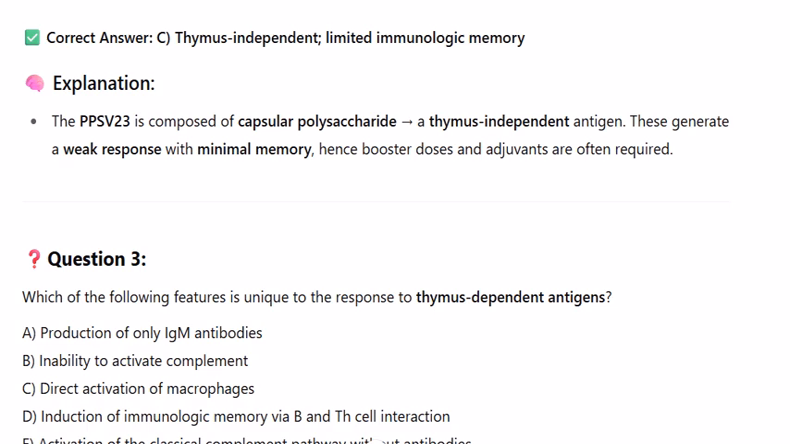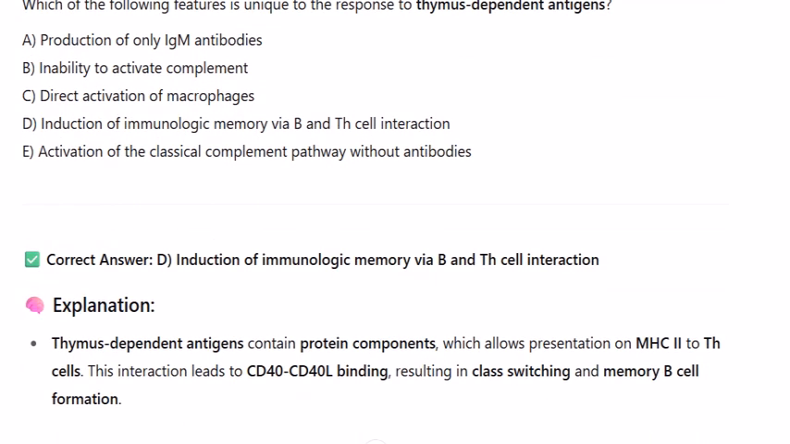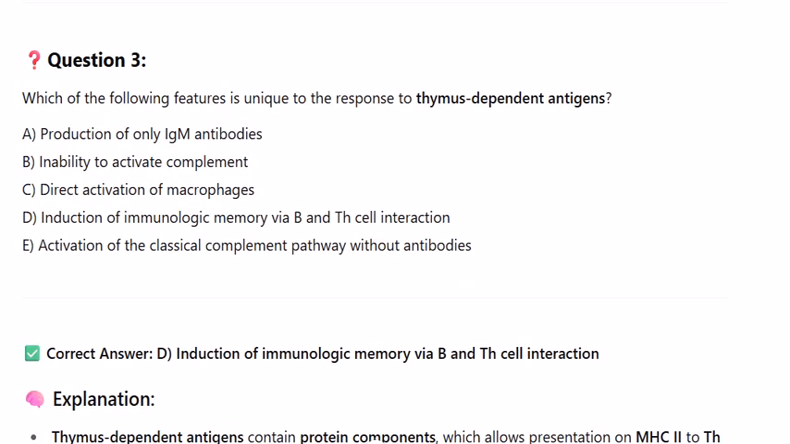Question 3. Which of the following features is unique to the response to thymus-dependent antigens? A. Production of only IgM antibodies. B. Inability to activate complement. C. Direct activation of macrophages. D. Induction of immunologic memory via B and T cell interaction. E. Activation of the classical complement pathway without antibodies.